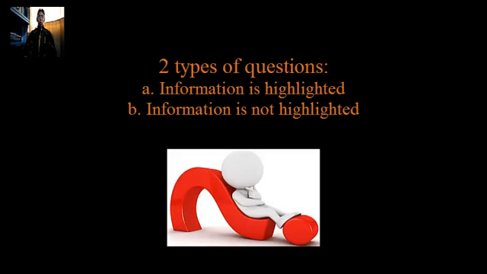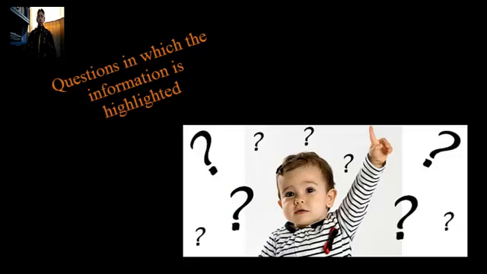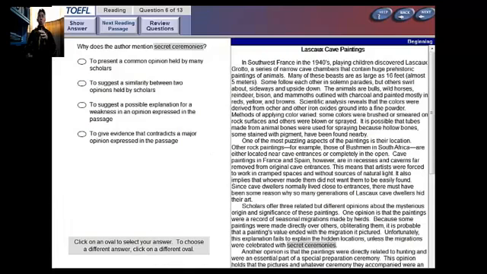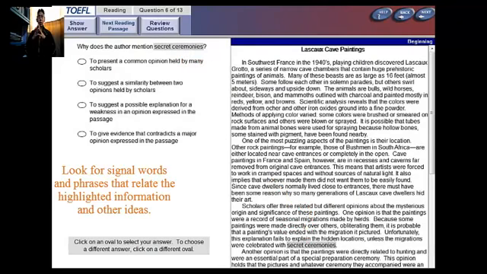There are 2 questions of rhetorical purpose, the one in which the information is highlighted and the one in which it is not highlighted. Let's begin with the highlighted ones. The key information is already highlighted, so you know where to look for the answer. Then, you have to look for signal words and phrases that relate the highlighted information and other ideas in the sentences surrounding the highlighted information.